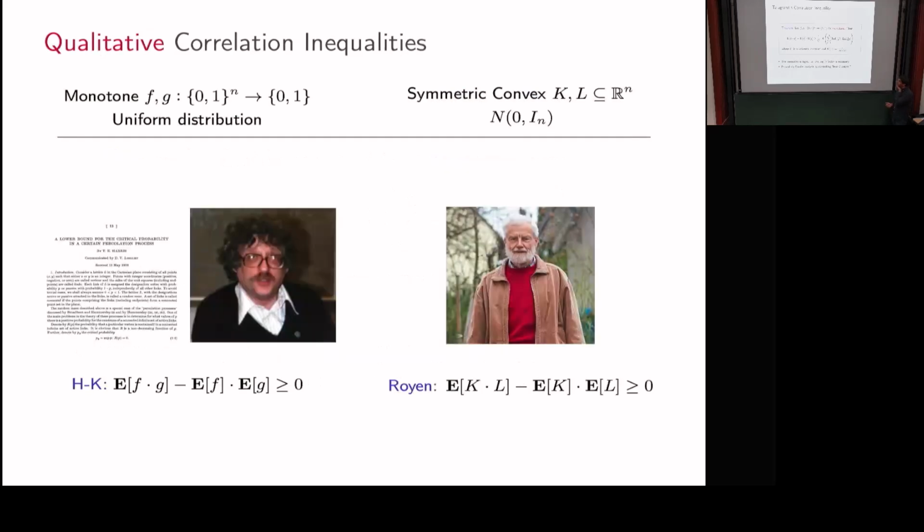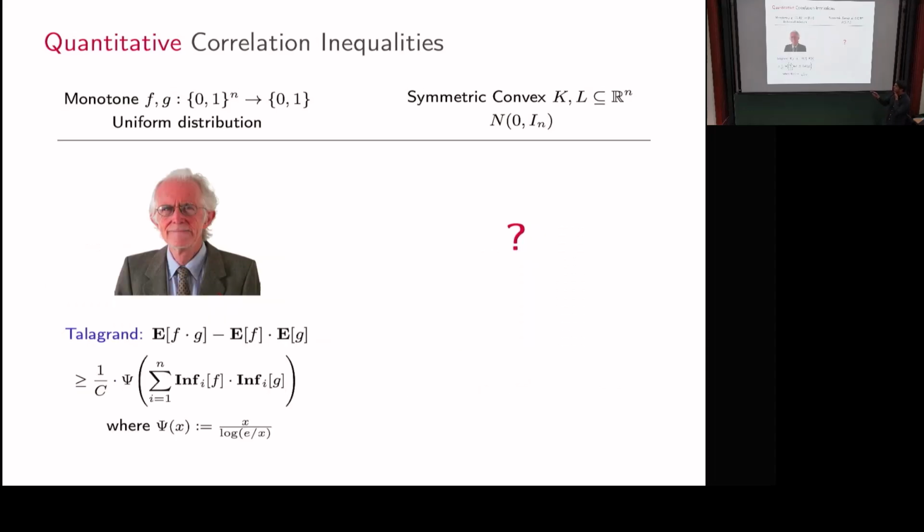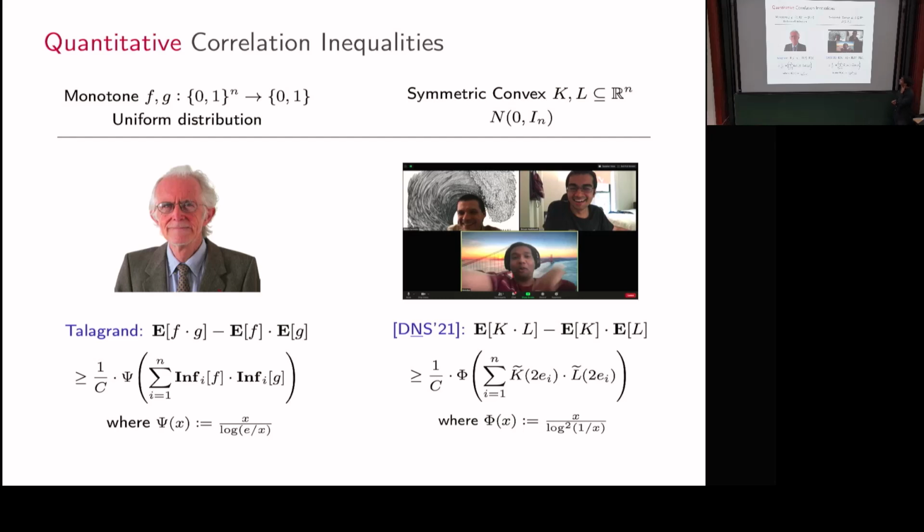So just to summarize the situation so far, Harris and Kleitman showed that the correlation for monotone Boolean functions is negative. Royen showed the exactly analogous result for symmetric convex sets. And then Talagrand came along and robustified the thing on the left. And in 2020, 2021, Anindya, Rocco, and I, this was COVID, we gave an analog of Talagrand's inequality for symmetric convex sets in Gaussian space.